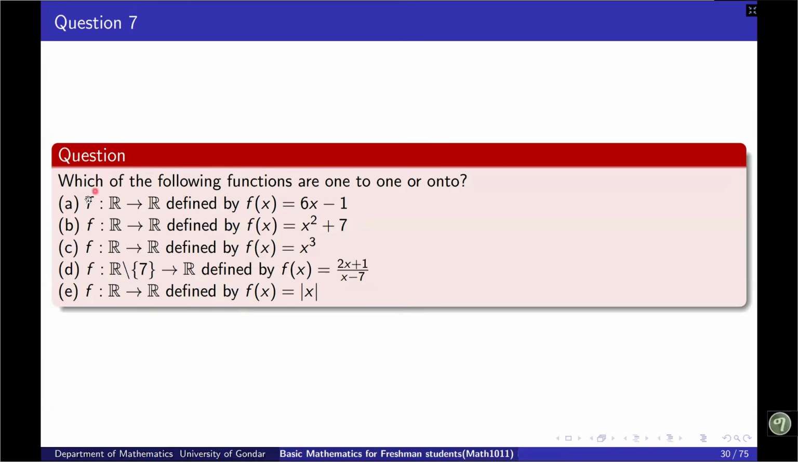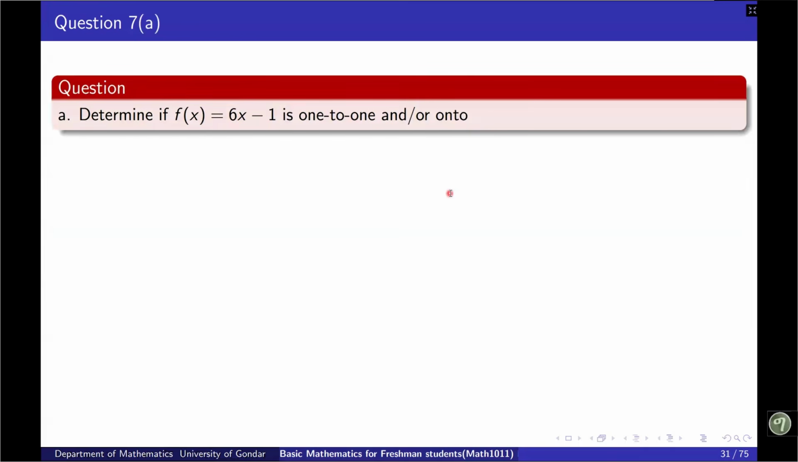Question number 7 is about these 5 questions, in which we are asked just to justify whether the given functions from R to R are 1 to 1 or onto. So let us see them one by one. First one is to determine if f of x equals 6x minus 1 is 1 to 1 and or onto.